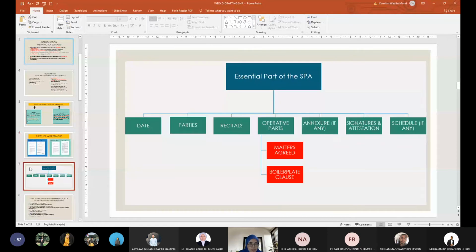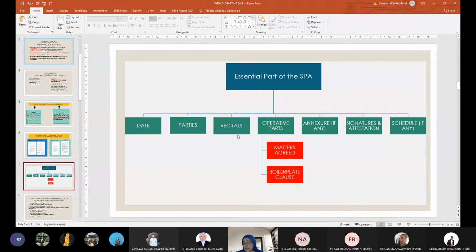Okay. Now we are looking at the essential parts of the SPA. So sekarang kita nak tengok kepada the body of the agreement. The body of the agreement. So apa yang patut ada dalam tu? So essential parts of the SPA pertamanya of course the date of the agreement. The date of the agreement. Who are the parties in the transaction?